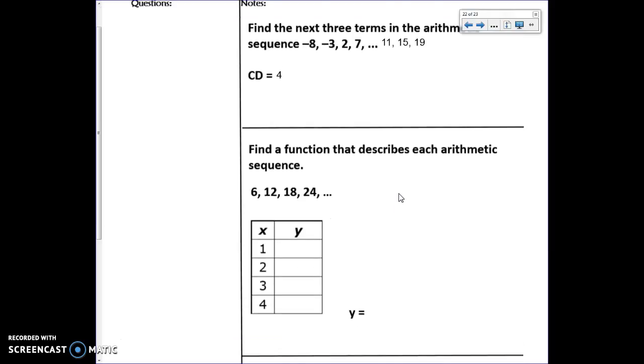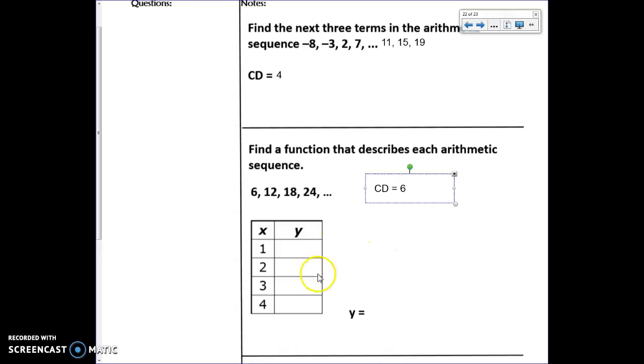Okay, this next part. Now we're going to find a function that describes each arithmetic sequence. So in other words, in our last section we talked about different ways to represent the same data. One of the ways was a table, another way was a graph, another way was an equation. So basically we're going to use a table to make an equation. So looking through here, what's going on? We can see this is going up, and it's going up by 6. So we can see here that we have a common difference of 6.